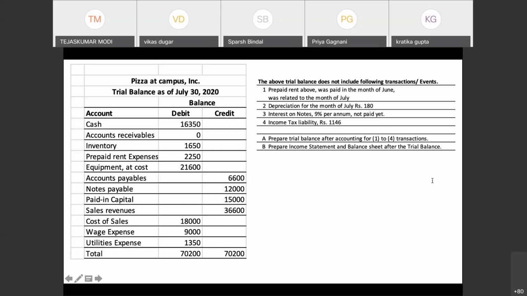So interest on notes is 9% per annum. So 12,000 into 9%, and someone has already solved that in the chat box, into 1 by 12. So that is the interest expense for this month. So what is the journal entry?